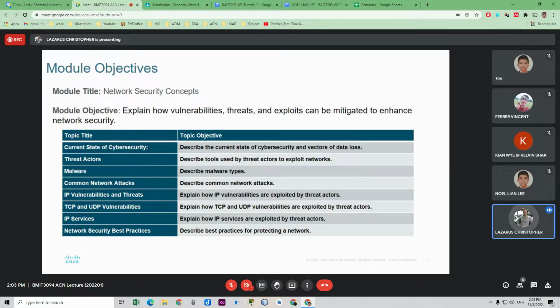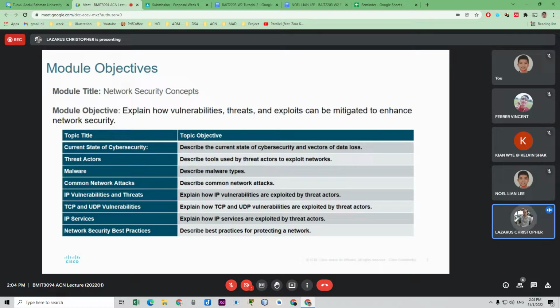Then we look at the two layer 4 transport protocols' vulnerabilities, TCP and UDP. Even at this layer 4, the IP vulnerabilities that exist at layer 3 carry over, so at layer 4 we also have vulnerabilities, especially with TCP and UDP. And then IP services. What services? One example service is ICMP. Even that can be exploited by the threat actor.